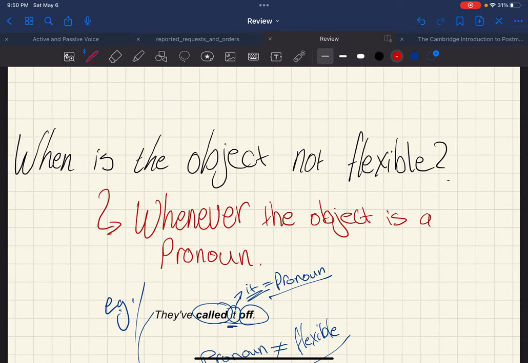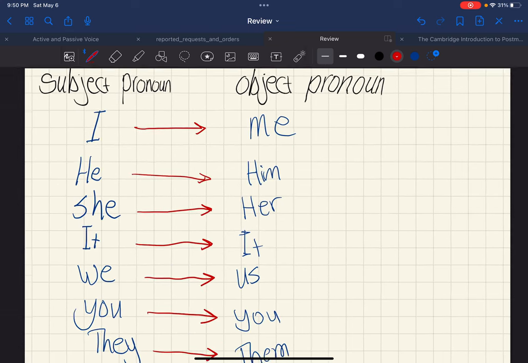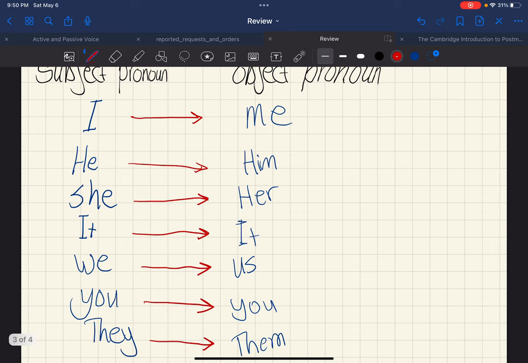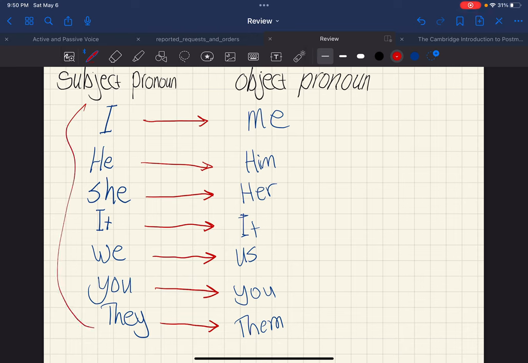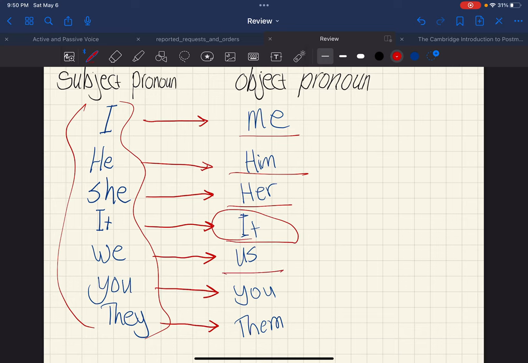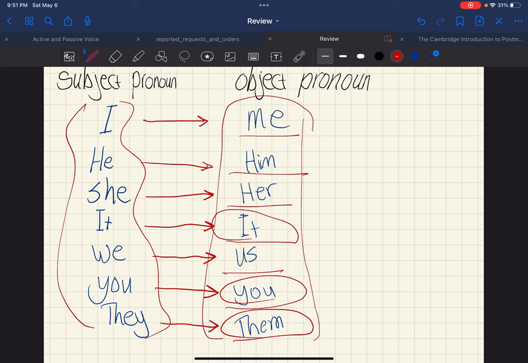This is an important question. When is the object not flexible? Whenever the object is a pronoun. Now, in case you don't know the pronouns, these here on the left are subject pronouns. Keep in mind, these can never become objects. In order to use them as objects, they have their object counterparts. I becomes me, he becomes him, she becomes her, it remains it, we becomes us, you remains you, they becomes them. Whenever you have something like this as an object in a phrasal verb, it is not flexible.